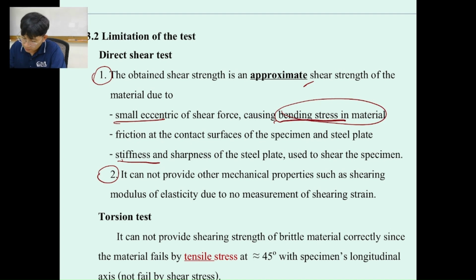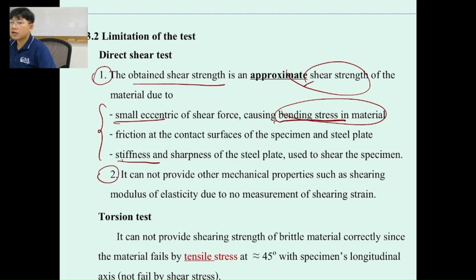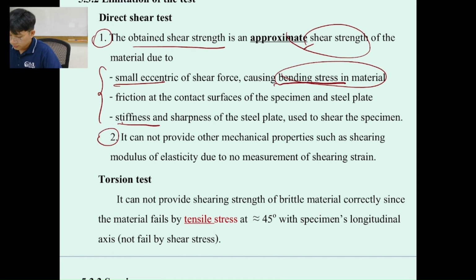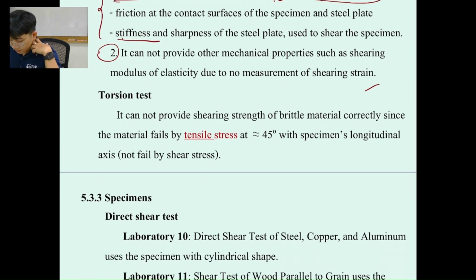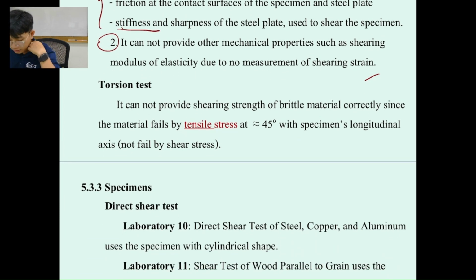So in the exam, I may ask why the obtained shear strength is an approximate shear strength. You need to pick the correct one among these three, okay, in the final exam. This one is going to be the second point: it cannot provide other mechanical properties such as the shearing modulus due to no measurement of shearing strain in the direct shear test. That's why it's not really that famous, famous only for bolt connections.